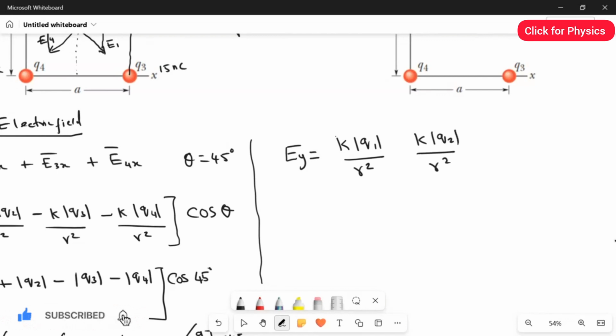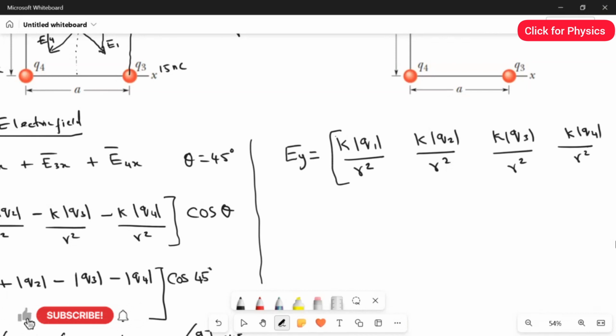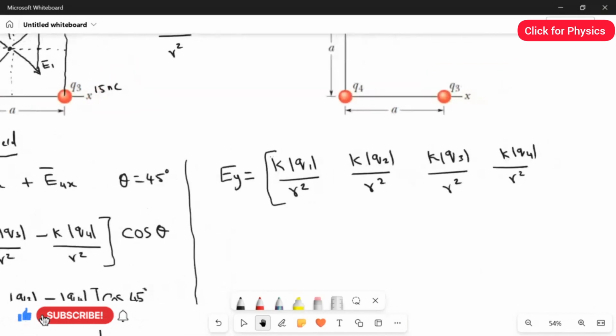Because I did not mention the sign now, for the sign we have to go back to the diagram again. I'm just writing the electric field formula for each charge here. So the third charge formula is k magnitude of charge 3 over r square, and then k magnitude of the fourth charge over r square. So now I have to close this bracket, and also this is our y component.